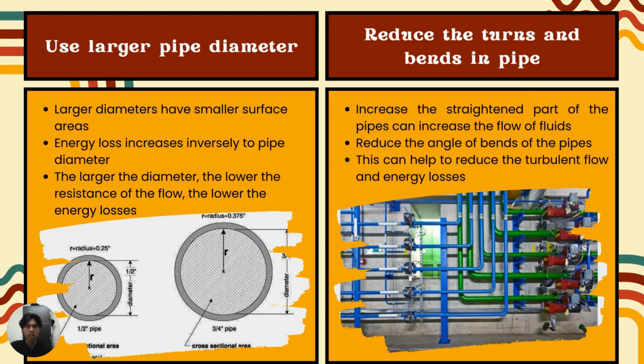And next is to reduce the turns and bends in pipes. Increasing the straight part of the pipes can improve the flow of the fluids. We reduce the angle of bends of the pipes, so this can help to reduce the turbulent flow and energy loss.